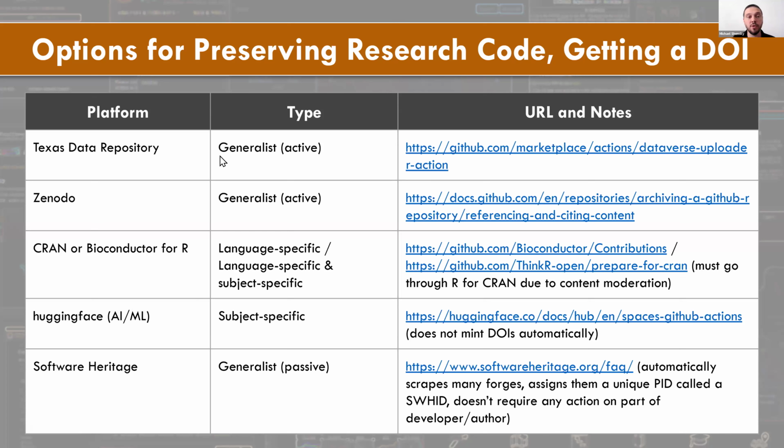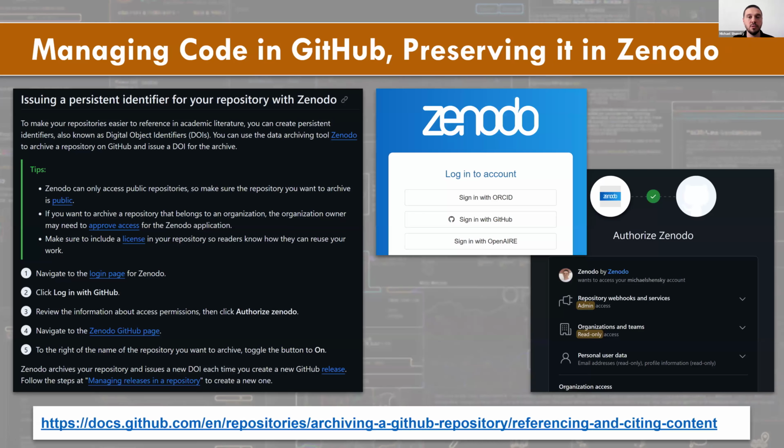We've already talked about how to do that for the Texas Data Repository. The other options you might want to consider are Zenodo. This is one that GitHub recommends. They have a documents page that describes how you can utilize Zenodo to get a DOI for your software as well. And there are some others that I won't go into detail about here, but if you're working with R or you're doing anything that's AI or machine learning specific, you might want to consider these other options. But Texas Data Repository or Zenodo are two to maybe look at first.